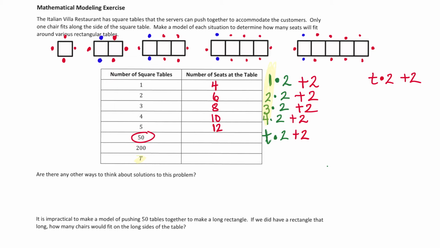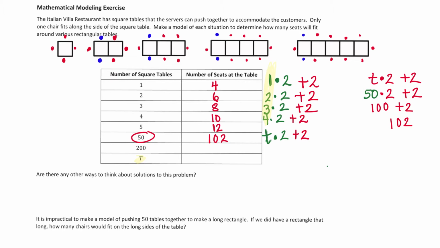We're going to replace the t with the 50 times 2 plus 2. And if you want to think of "please excuse my dear Aunt Sally," or PEMDAS, to help you remind yourself that you do multiplication first, that can work. 50 times 2 is 100, plus 2 is 102. So this answer should be 102.